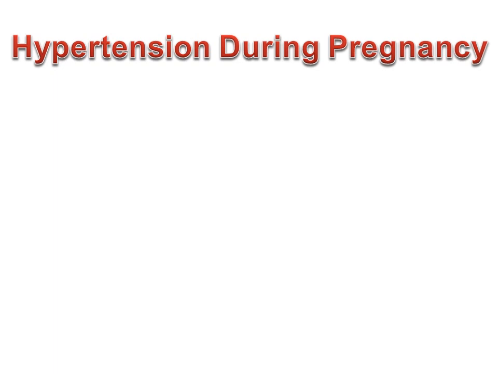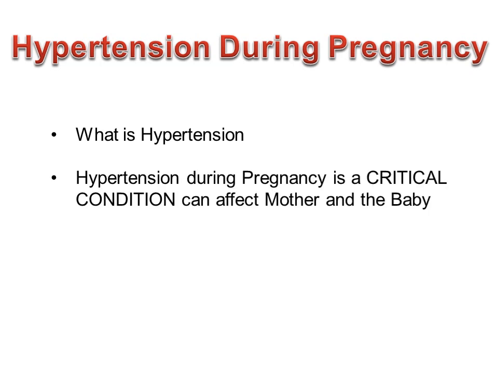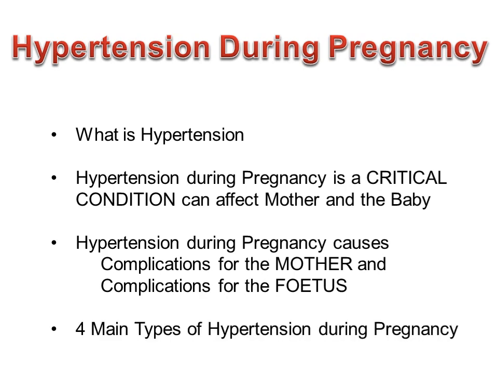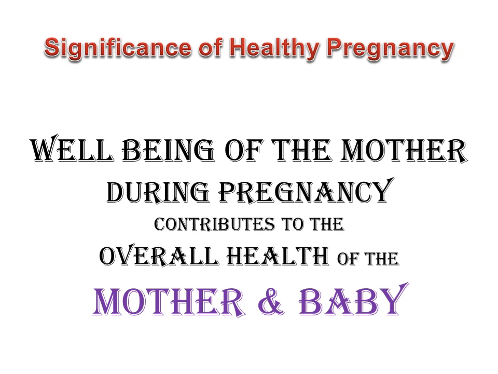Today let's understand what is hypertension. Hypertension during pregnancy is a critical condition, can affect both mother and the baby. As hypertension during pregnancy causes complications for the mother and the fetus. Also, let's learn four main types of hypertension during pregnancy. So let's get started.